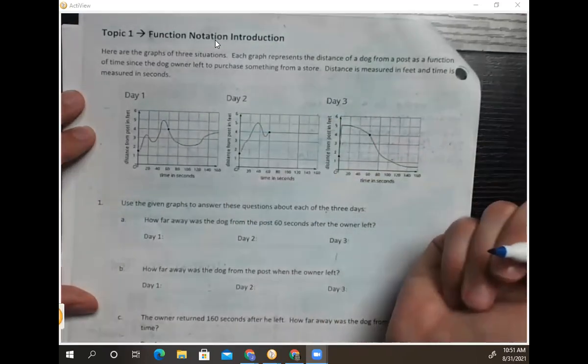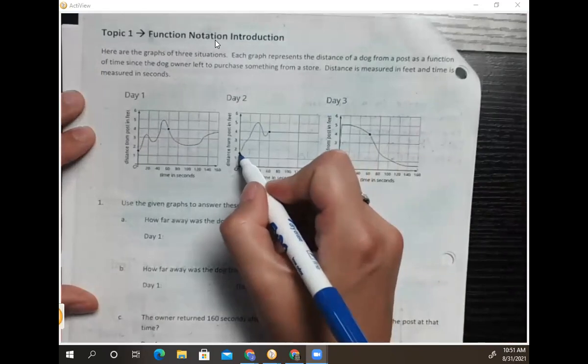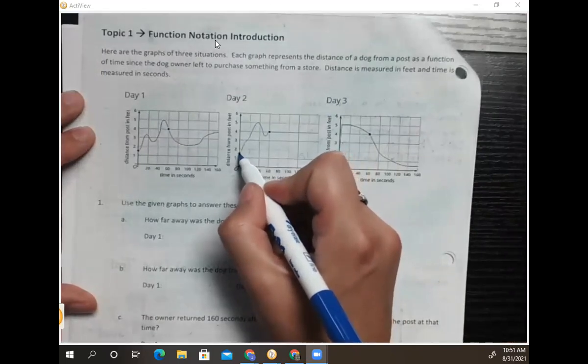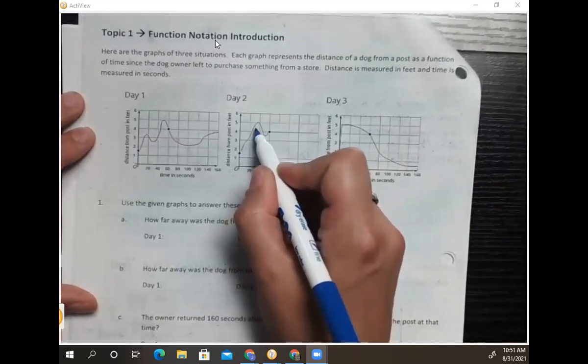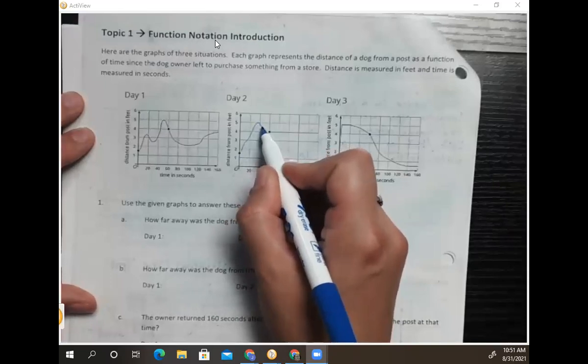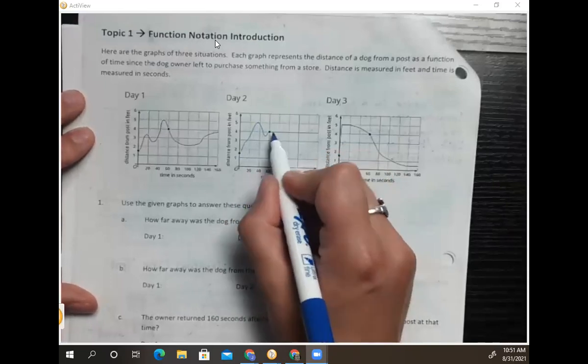For day 2, he starts here and then meanders a little farther away from the post and then comes back, and then he finds a spot and he's in that same spot. Maybe he laid down, maybe he found something interesting to sniff, but he stayed in that one spot.